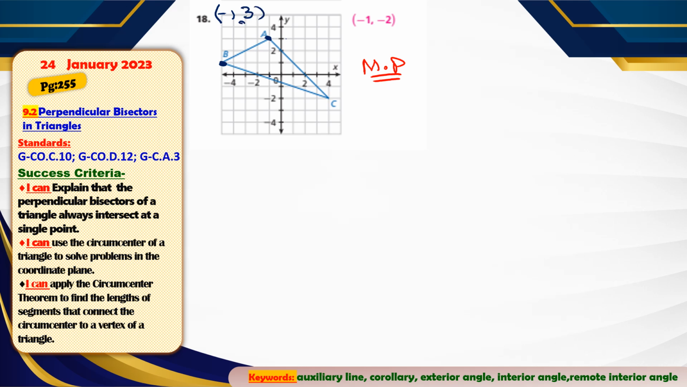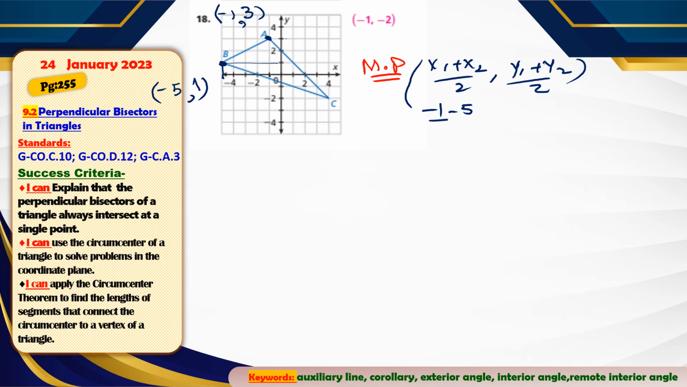-1 and 3. And what are the coordinates of B? If you go down, the x value is -5 and the y value is 1. So the midpoint formula is x1 plus x2 divided by 2, y1 plus y2 divided by 2. So x1 is -1, x2 is -5, over 2. y1 is 3 and y2 is 1 divided by 2. So -6 over 2 is -3, and 2. We can use the calculator to solve these questions.